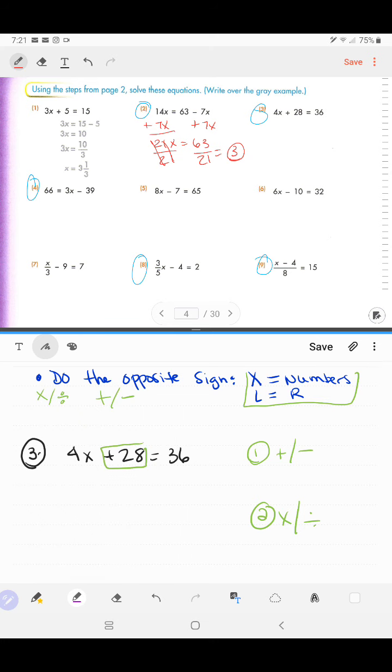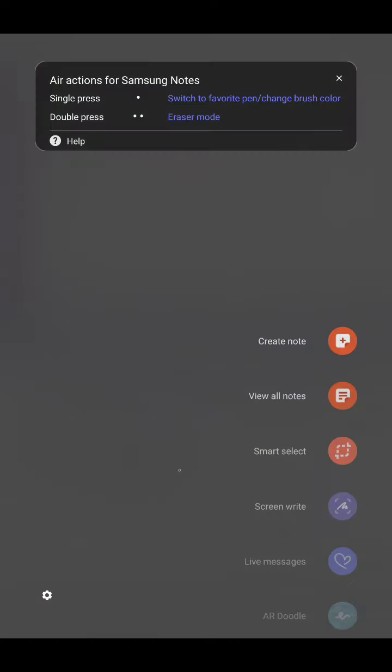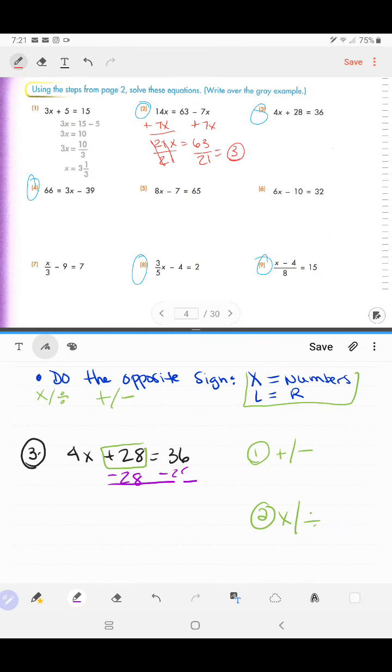So we've got a plus, so the opposite is minus 28, and then you're going to subtract it under 36 on the other side of the equal sign. And then this part cancels. Bring down your 4x equals 36 minus 28. So we're going to borrow. That's 16. 16 minus 8 is 8. 2 minus 2 is 0.